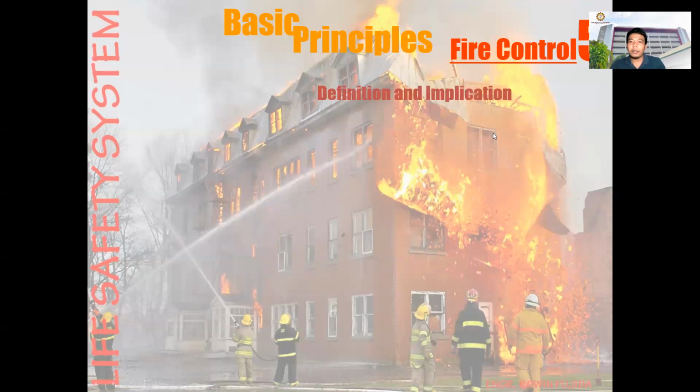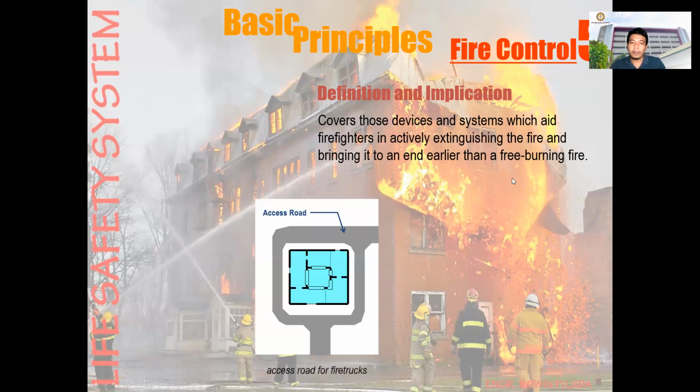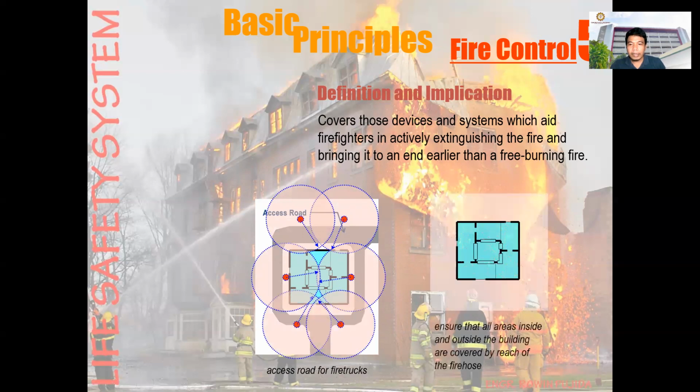Next, we have the fire control. The definition and implication: it covers those devices and systems which aid firefighters in actively extinguishing the fire and bringing it to an end earlier than a pre-burning fire. You have the access roads. Normally when you design, you should have a road right of way for the access road for the fire truck, to ensure that all areas inside and outside the building are covered by reach of the fire hose.